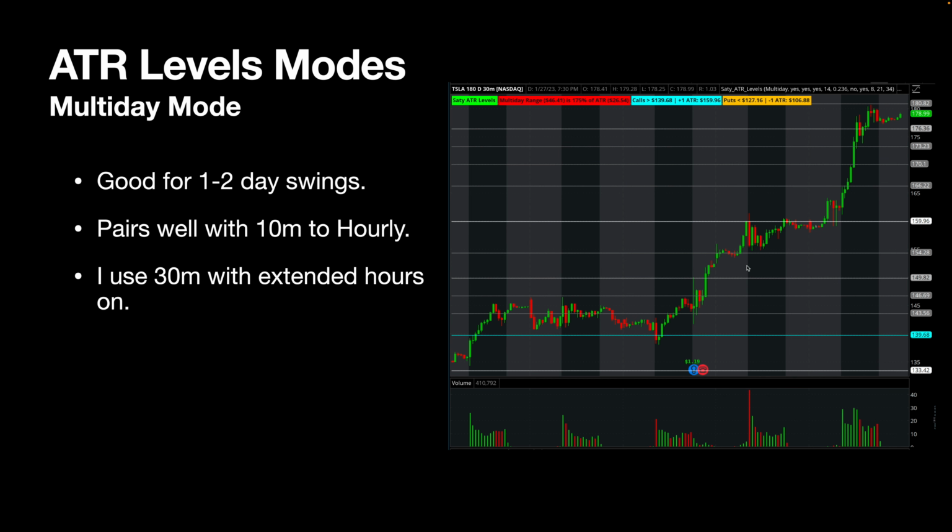So multi-day mode is weekly levels. They're calculated on a weekly basis. And this is a new addition from March 2022. We originally started with day, swing, and position. So multi-day sits between day and swing. It's really good for 1 or 2 day swings. Pairs super well with the 10 minute to the hourly, and I use the 30 minute with extended hours on.